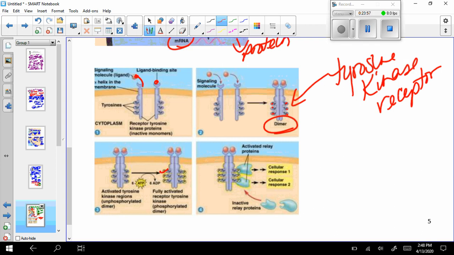So you can add a phosphate group. See these little phosphate groups added to each one of them? That is what is going to make this active. And when it is active, each of them might bind a different molecule, and each of those cause a different reaction to happen. So you could have multiple reactions from the binding of this one tyrosine kinase receptor.